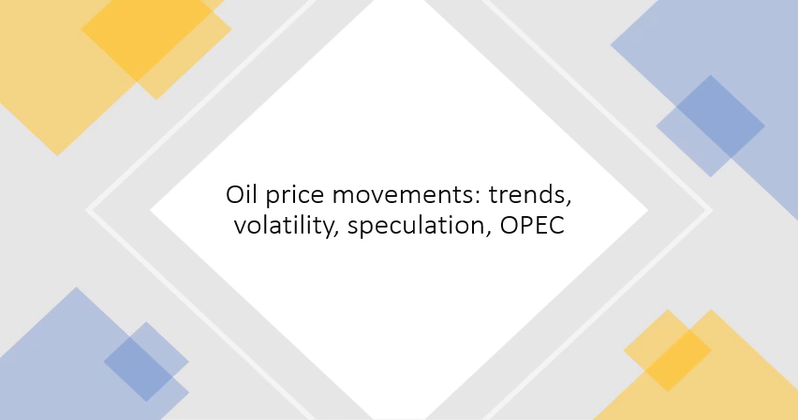We've talked about how oil is produced and consumed. We've talked about the integrated oil market and the oil market structure. We've now introduced futures markets and how futures are traded. And so we can now talk about the modern oil market, oil price movements, trends, volatility, speculation, and OPEC. This is where it gets fun.